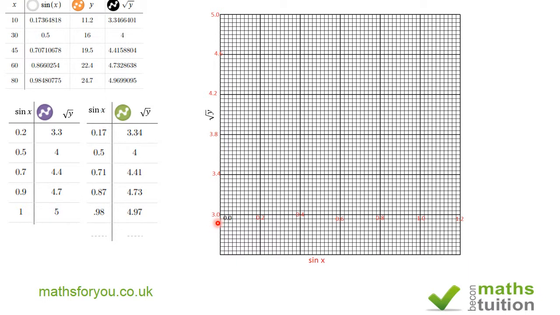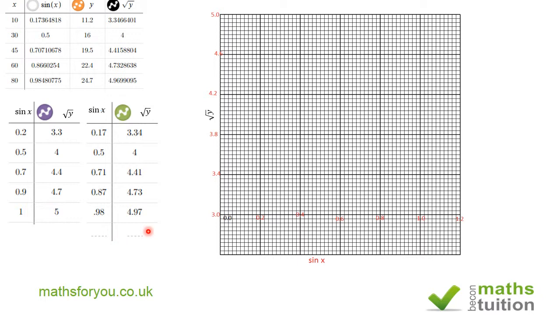Similarly, on the x-axis, I've got 0, 0.2, 0.4, 0.6, and so on. Now what I then do is use the second table here to plot my points as far as I can get. I've done this by hand, so it's not very accurate.